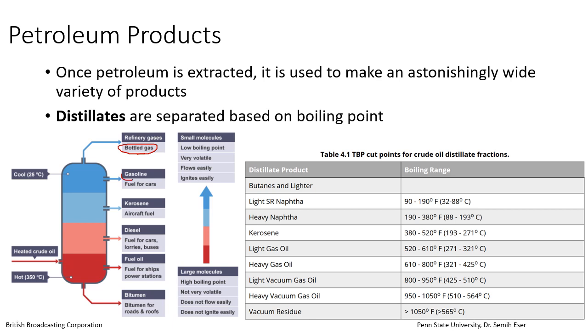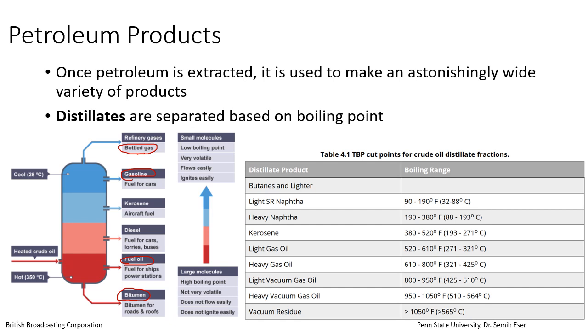Gasoline is going to boil off next according to this diagram, and it's going to be used for cars, obviously. Kerosene is aircraft fuel. Diesel has heavier, longer chain hydrocarbons, and it is going to be used for vehicles. Heavy fuel oil burns off next, and that's going to be used for ships and power plants. And then finally, the sludgy tar that remains is bitumen, and that's going to be the primary component of asphalt, whether that's on roads or on roofing shingles.